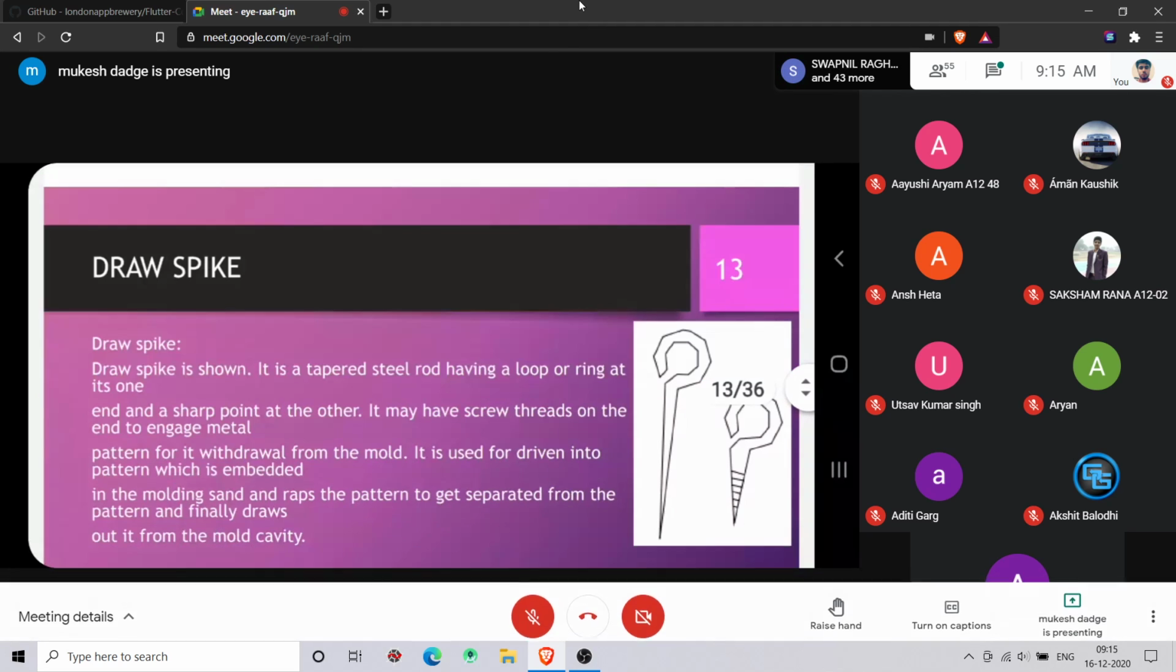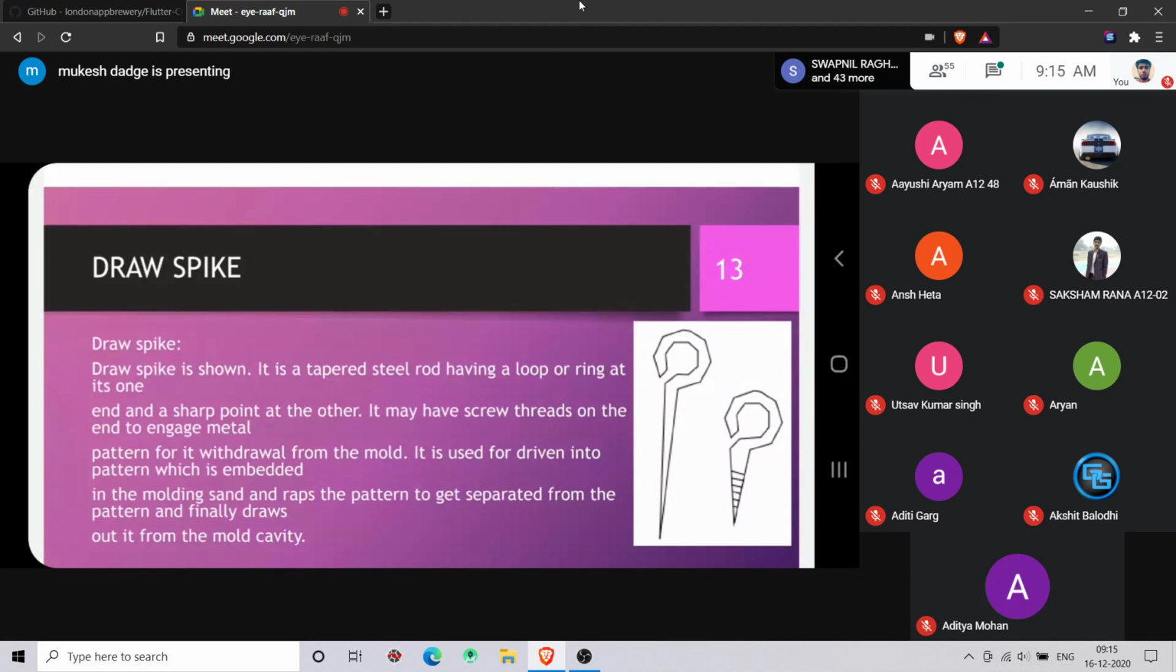A draw spike is there, right? To withdraw the pattern from the just made mold, you have to use the draw spike. Hit it on the pattern and remove it.